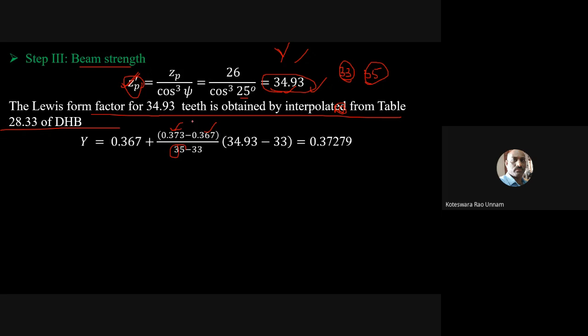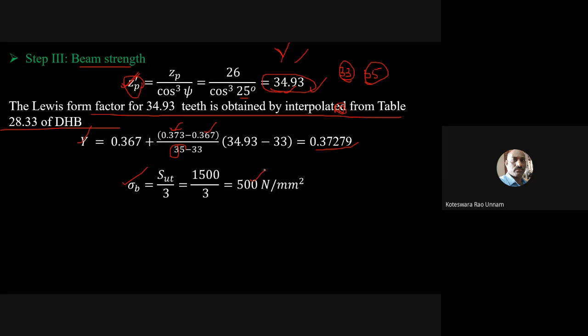If you refer to table 28.33, you can clearly see that for a pressure angle of 20 degrees, if the number of teeth is 33, Y is 0.367, and if the number of teeth is 35, Y is 0.373. Using those two values I can interpolate and get the Y value. Once you have Y, you know the normal module and you know B. Sigma B is nothing but SUT by 3. SUT is given, so sigma B comes out as 500 Newton per mm square. So now you know everything.